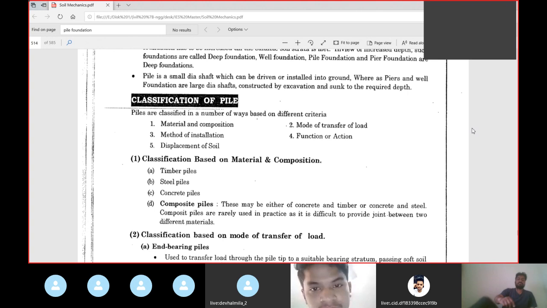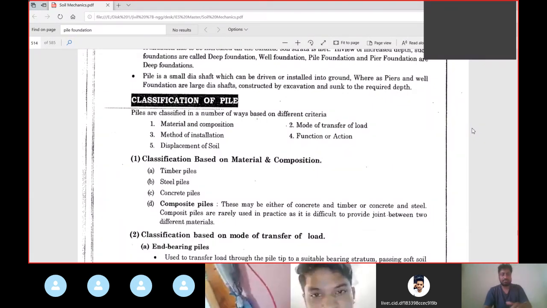So when we are classifying the pile, basically we are classifying pile based on material and composition.